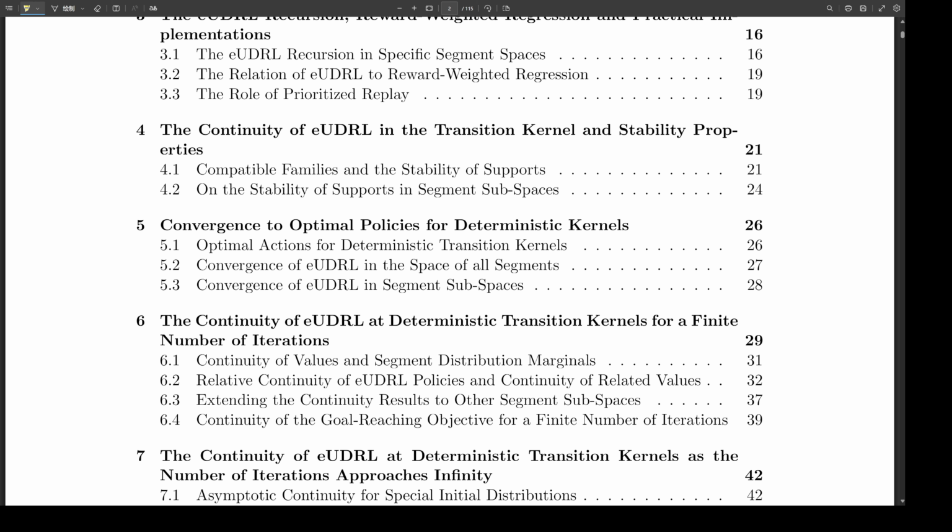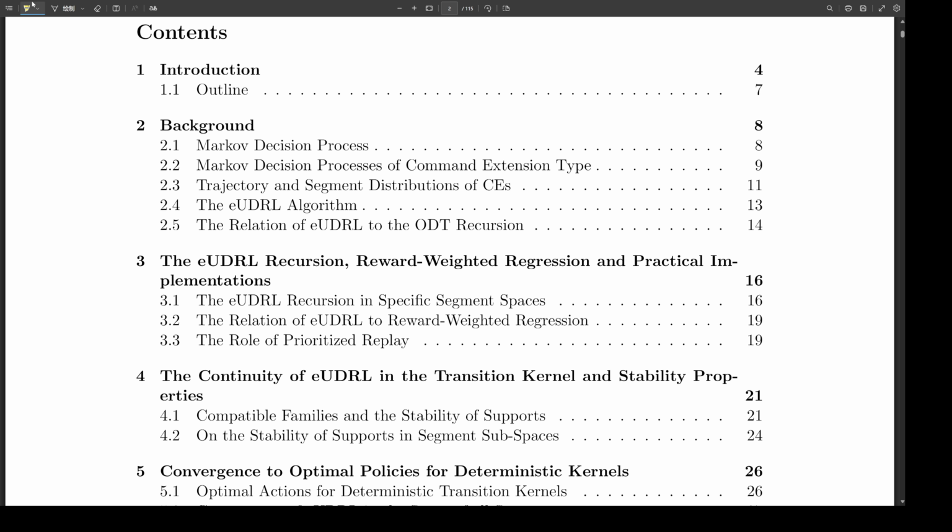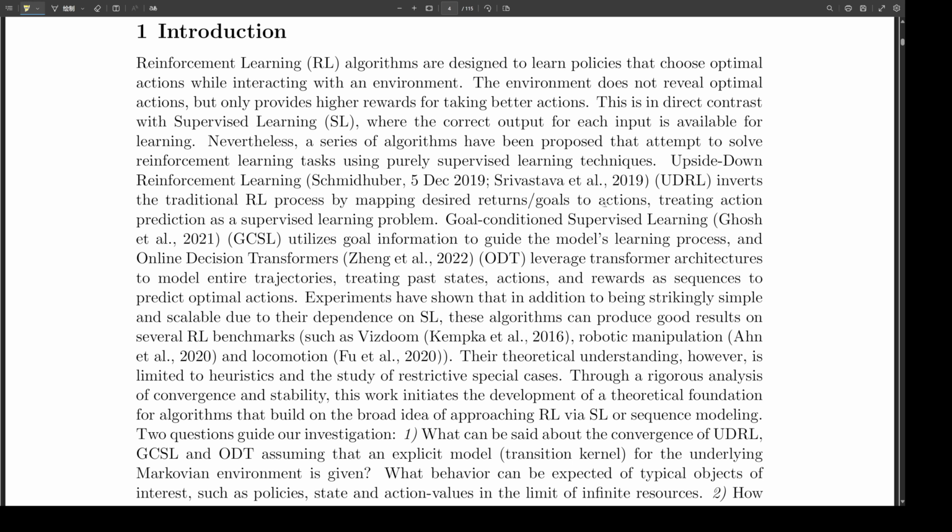You got it. Okay, with all these new tools, what were some of the more surprising or interesting things they discovered? One of the really striking findings relates to EUDRL. The paper shows that the strategies learned by EUDRL can actually become discontinuous after just the first learning step.